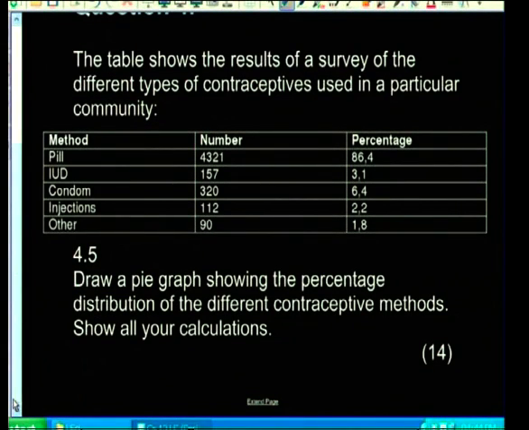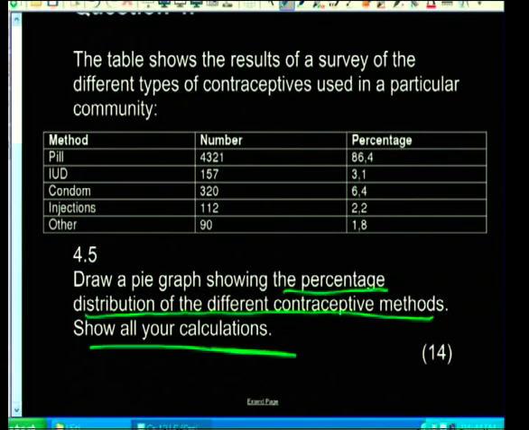Draw a pie graph showing the percentage distribution of the different contraceptive methods. Show all your calculations. Now, this is an important question because it's dealing with a skill. The skill of drawing a pie chart. A pie chart is a circle broken up into segments. And a circle, if you know your maths or arithmetic for that matter, has a circumference of 360 degrees. And the pie chart is based on this principle.